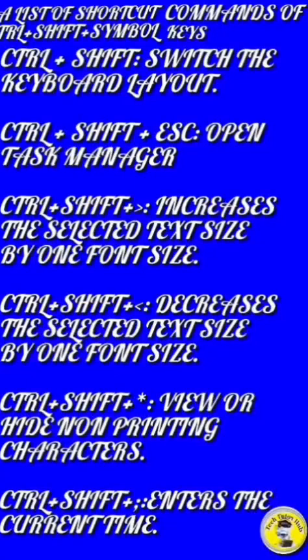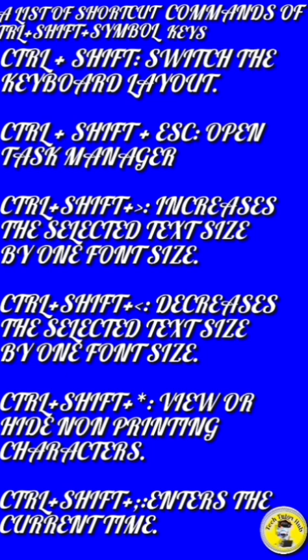A list of shortcut commands of Control Shift with symbol keys. Control with Shift switch the keyboard layout. Control Shift with Escape button open the task manager. Control Shift with greater than increases the selected text size by one font size. Control Shift with less than decreases the selected text size by one font size.